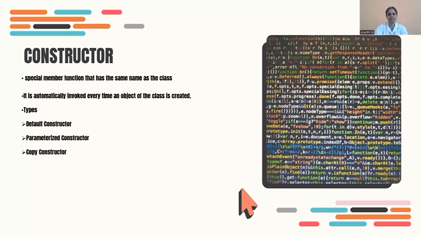So the next topic is constructor. A constructor is a special member function that has the same name as the class name. The constructor is called when an object of that particular class is created. There are different types of constructors available in C++: default constructor, parameterized constructor, and copy constructor.